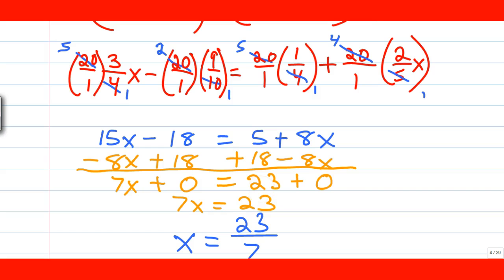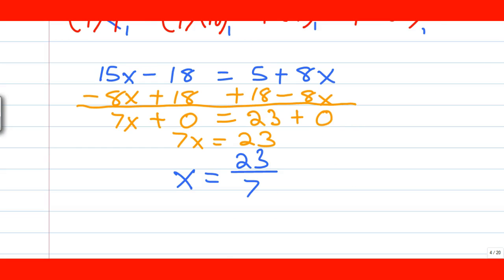My last step is to move that 7 away from the x, and I do that by dividing both sides by a 7. This clears the 7 down to a 1, leaving just the x equals a 23 divided by 7.